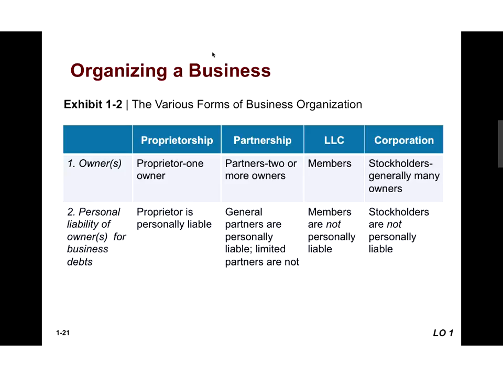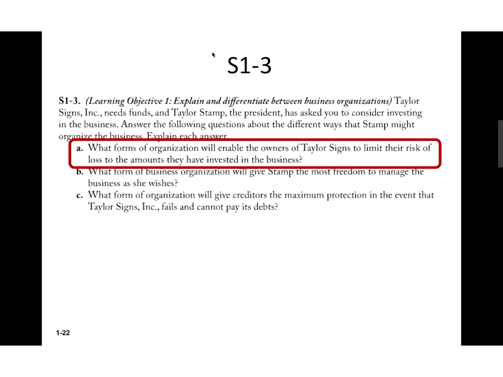What we're going to do now is we're going to do one of the homework problems, actually. Okay, so homework problem. Okay, so this one. Now, we have Taylor Signs Needs Funds, and Taylor Stamp, the president, has asked you to consider investing in the business. Answer the following questions about the different ways that Stamp might organize the business.